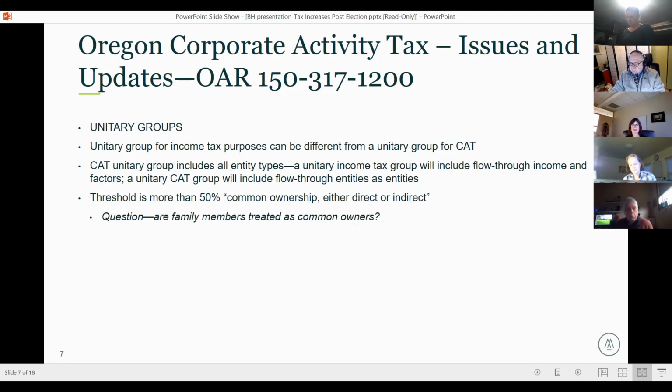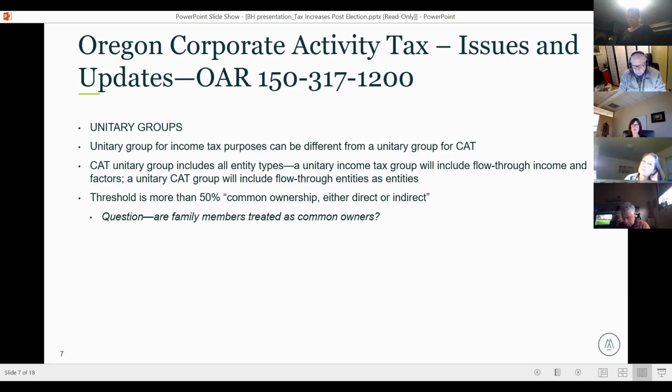But for CAT, a unitary group can include all kinds of legal entities. So a unitary group can include partnerships, S corporations, C corporations, even a sole proprietor maybe. The defining characteristic of a unitary group is that there has to be more than 50% common ownership of the entities that would comprise the group. That ownership can be either direct or indirect. And they have to operate as a unitary business. So a partnership that's strictly investment might not be unitary with another partnership that's actually operating. It's very much a facts and circumstances test.